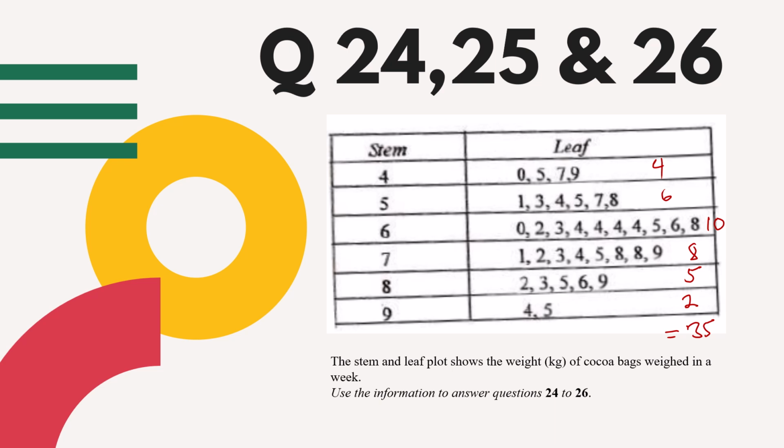And for the sixth stem, it's going to be 60, 62, 63, 64, 64, 64, another 64, 65, 66, and then 68. For the next one it is 71, 72, 73. Then we have 74, 75, 78, 78, 79. And then for the eighth it is 81, 82, 83, 85, 86. Whereas the last one will be 94 and 95.